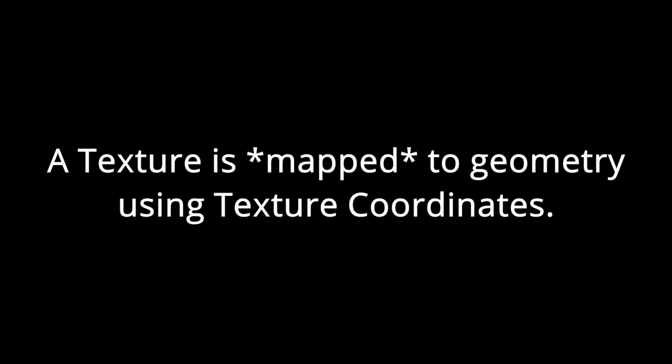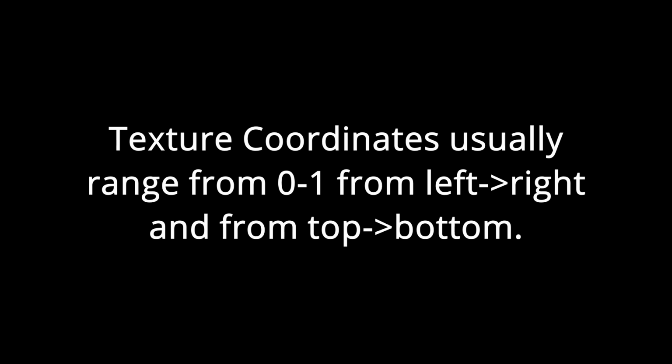So a texture is mapped to geometry using something called texture coordinates. And texture coordinates are typically in a range from 0 to 1 from the left side of the image to the right side of the image, and from the top to the bottom.